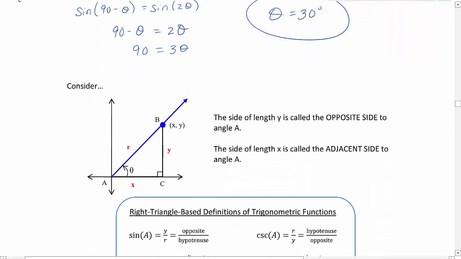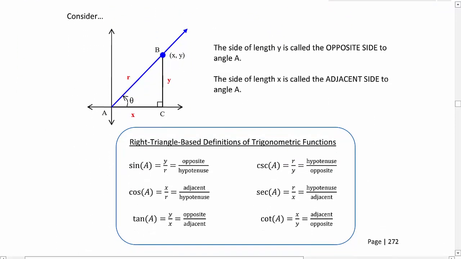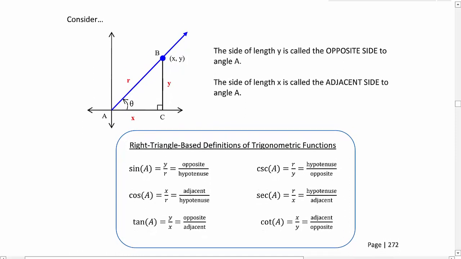All right, now let's get to those right angle trig definitions. So consider this angle in standard position, and I've created a right triangle with it. The side of length y is called the opposite side to our angle A, or our angle theta. I kind of have it double labeled there. And the side of length x is called the adjacent side to angle A. So opposite means it's going to be across, and then the adjacent side is right next to the angle, so the adjacent side is right here.